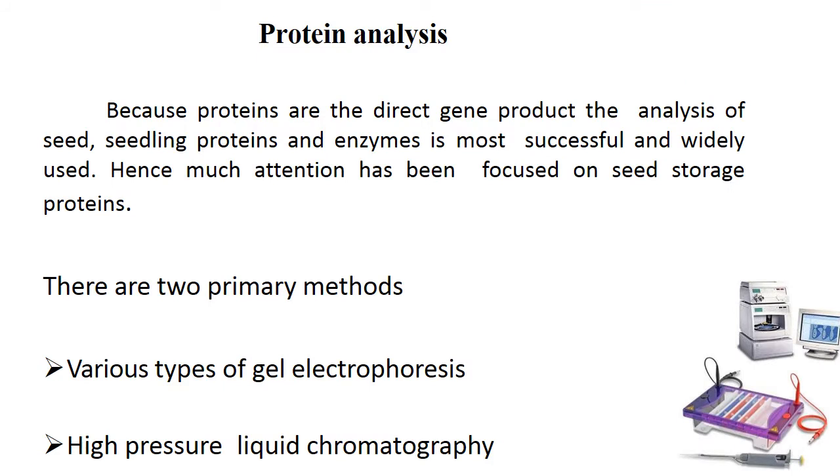Coming to protein analysis. Because proteins are the direct gene product, the analysis of seedling protein and enzymes is most successful and widely used. Hence, much attention has been focused on seed storage proteins. There are two primary methods. One is various types of gel electrophoresis, and the second one is high pressure liquid chromatography.